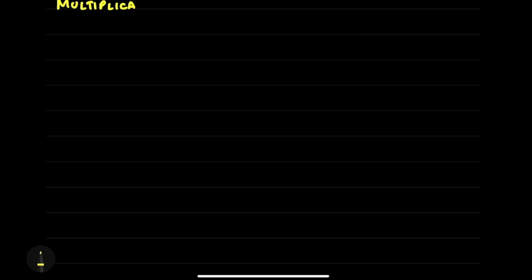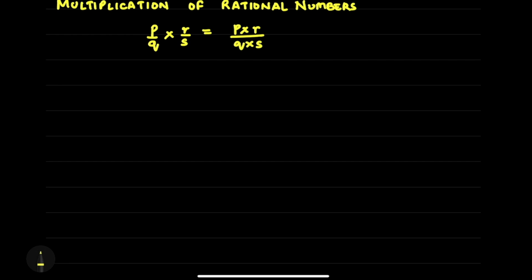Today we are going to talk about the multiplication of rational numbers. So the product of two rational numbers p by q and r by s can be defined as p into r by q into s. Let's take an example of two values 2 by 7 and minus 3 by 8.